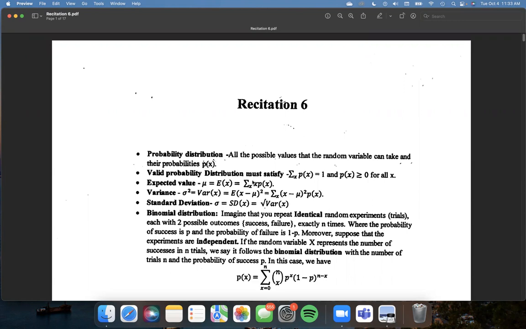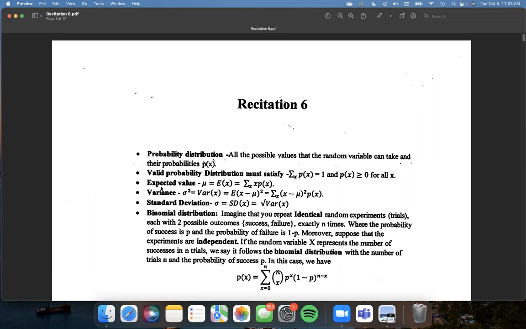A valid probability distribution must satisfy that the sum of our probabilities over X equals 1, meaning when you add up our probabilities, it should equal exactly 1, and that our probability of X is greater than or equal to 0 for all X. In other words, we will never have a negative probability of X occurring.